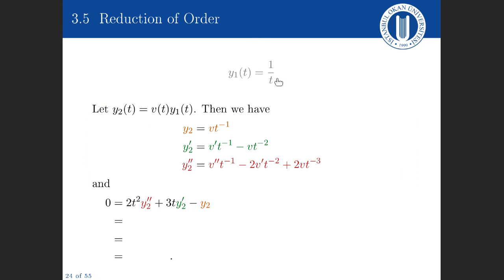So we're starting with y1 is 1 over t, and we're going to make the guess that y2 is v multiplied by y1. We'll do our derivatives first of all. y2 is v t to the power minus 1, so y2 prime must be v prime t to the power minus 1 minus v t to the power minus 2, and then differentiate again. y2 double prime must be v double prime t to the power minus 1 minus 2 times v prime t to the power minus 2 plus 2v t to the power minus 3.